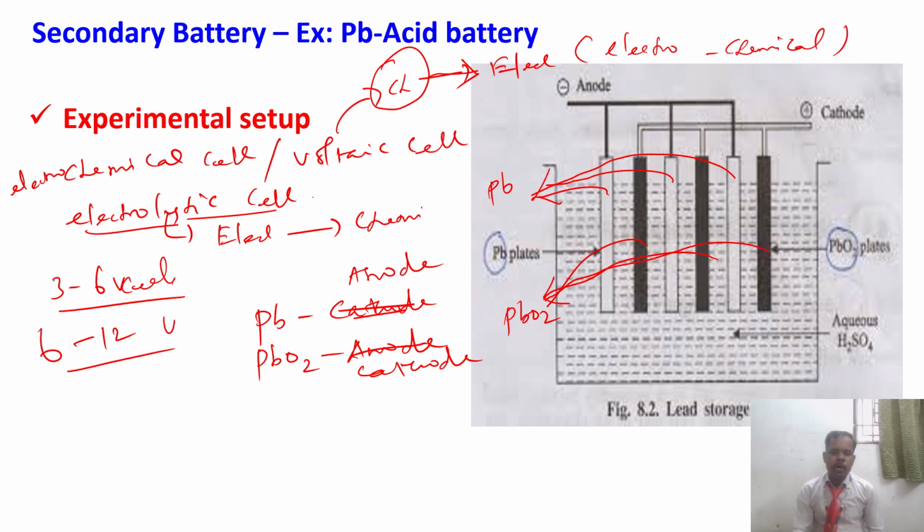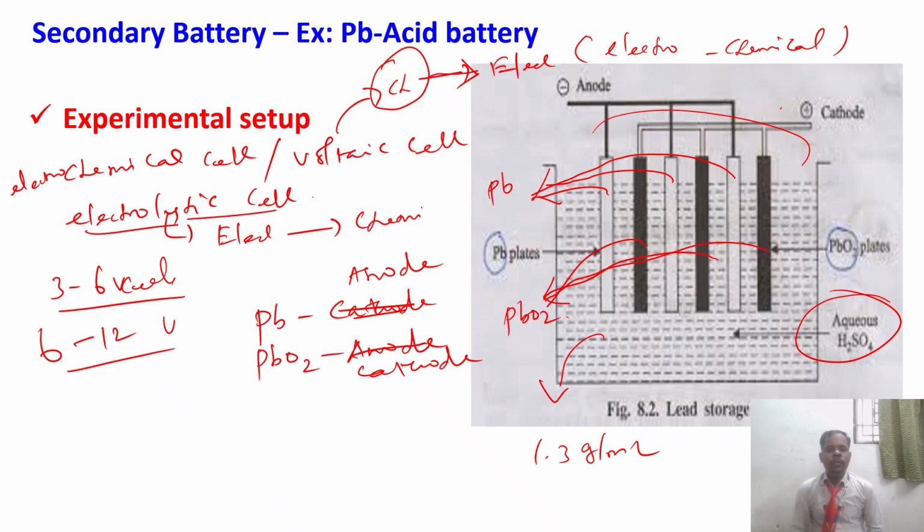So the entire combination is immersed in diluted sulfuric acid, the aqueous sulfuric acid. The density of the sulfuric acid is 1.3 gram per milliliter. So this is the simple experimental setup.